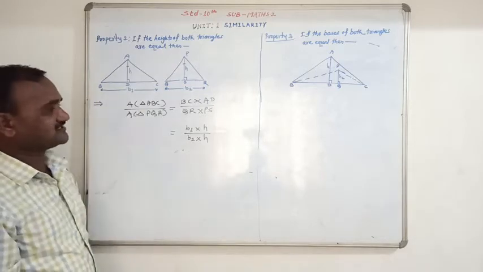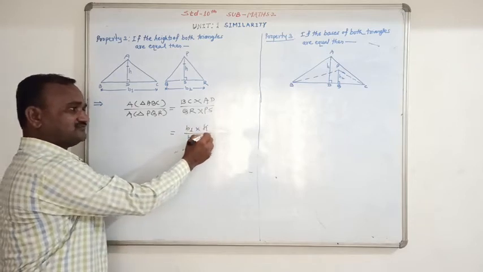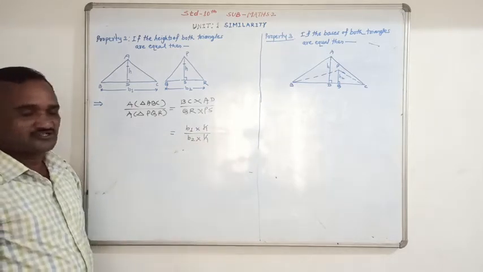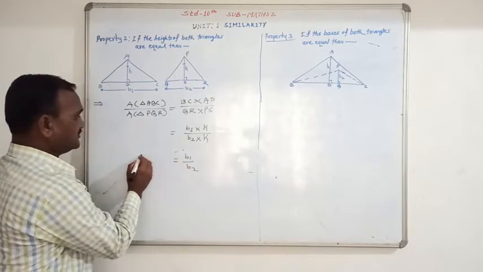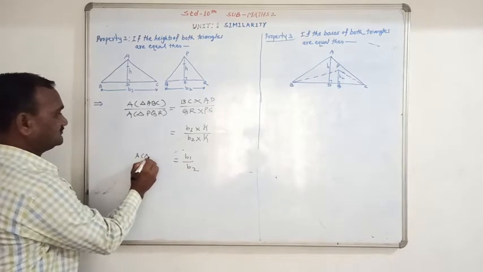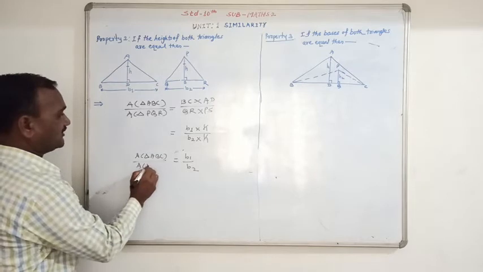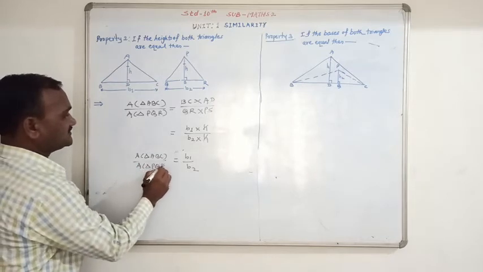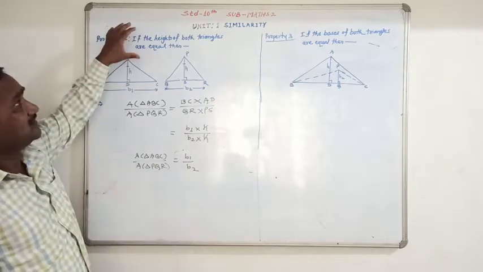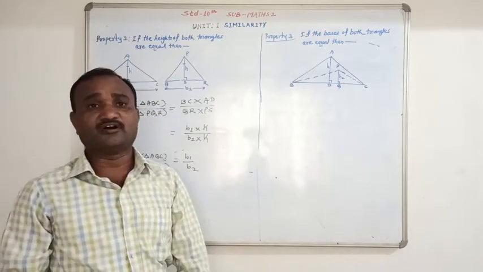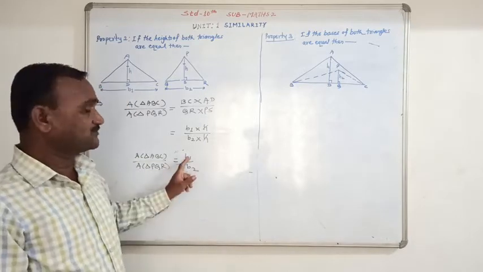So look at the right hand side. In numerator and denominator, the same factor is there, so that is cancelled. That is eliminated. So what is remaining there? B1 divided by B2. So area of triangle ABC divided by area of triangle PQR is equal to B1 divided by B2. That means if the heights of both triangles are equal, then the ratio of areas of two triangles equals the ratio of their corresponding bases.